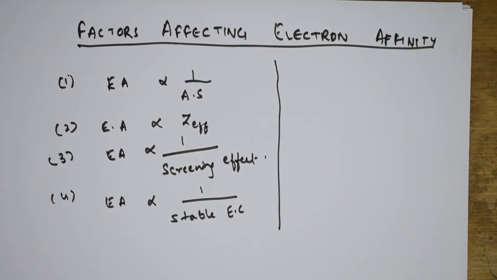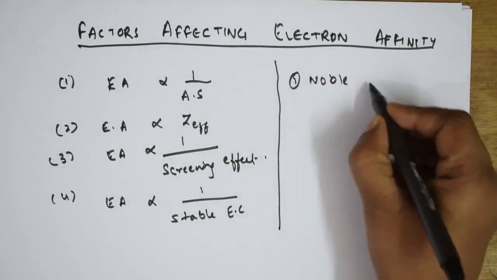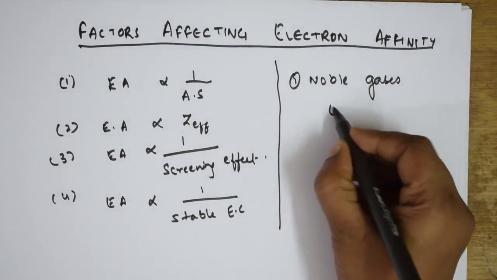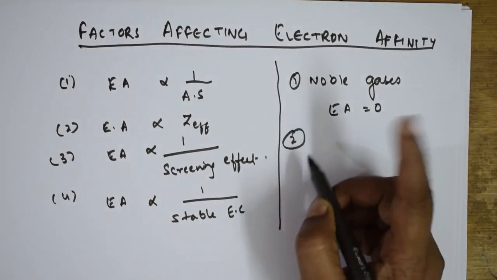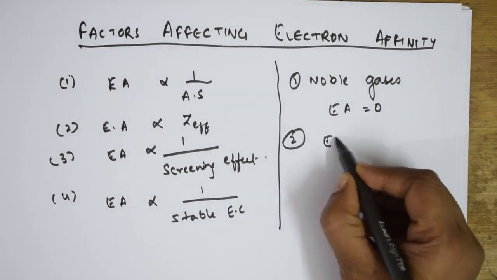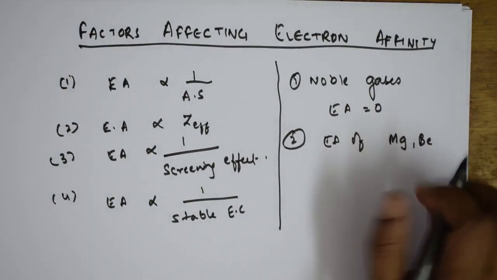Here, for noble gases, the inert gases, the electron affinity is 0, isn't it? Why? Because of the configuration. What is the configuration? ns2 np6 configuration, isn't it? So there is no possibility of adding an extra electron, right? That is first important. So let us write that for noble gases, electron affinity value is 0.